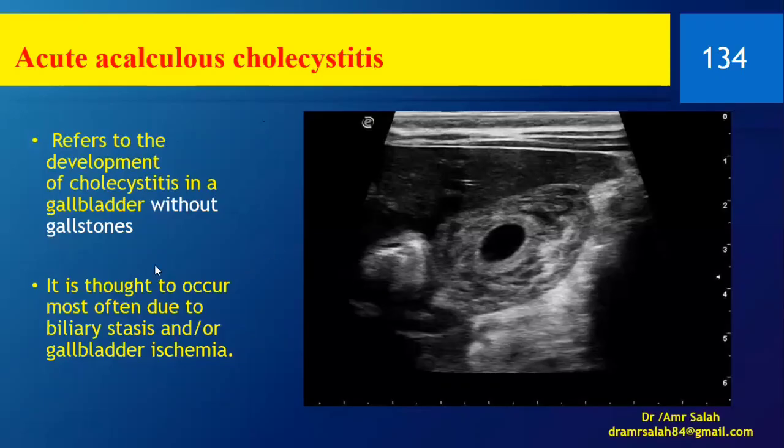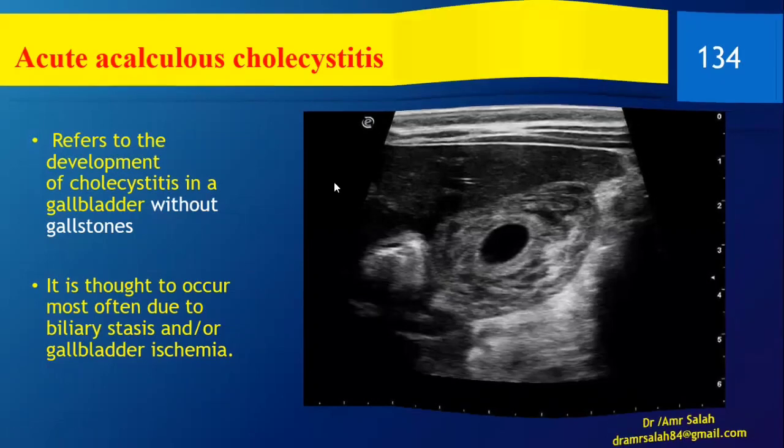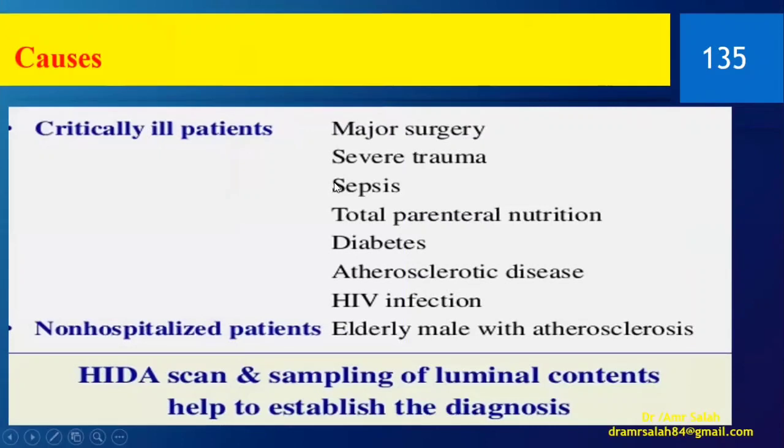When does this happen? When does this happen that the patient has acute cholecystitis and there is no stone? Well, it happens in gravely ill patients, okay? Patients that are in the ICU, patients that have a major operation, patients with major burns, right? So the patient here is not well. If he is not hospitalized, he is an elderly patient.